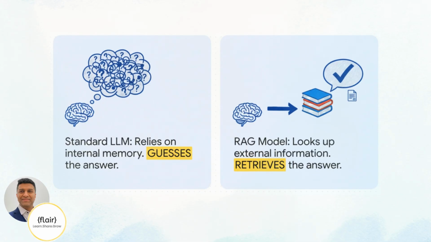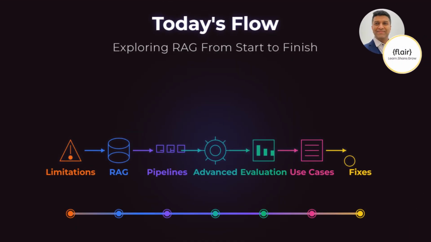RAG directly addresses this. A standard model guesses, a RAG model retrieves. It looks up the answer instead of relying on memory, and importantly, it can show you the source behind its response. So here's the flow. We'll look at the limitations of LLMs, introduce RAG, explore the two pipelines, add advanced retrieval techniques, discuss evaluation metrics, and wrap up with practical use cases and troubleshooting.